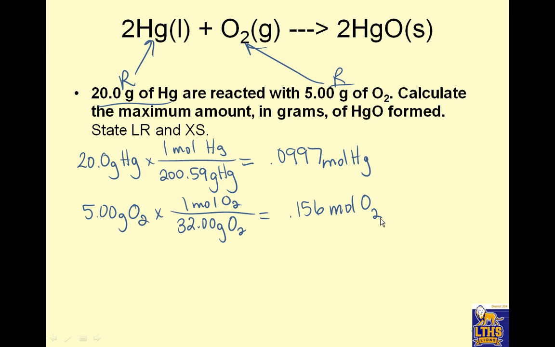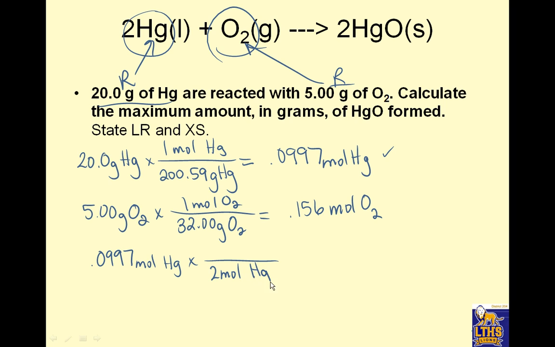So what does that mean? That means I have 0.0997 of that, 0.156 of that. But it's hard to decide because these aren't whole numbers. So I'm going to say, well, if all of my mercury gets used up, 0.0997 moles of mercury gets used in this reaction, I'm going to need, because there's 2 moles of mercury, mole ratio, for every 1 mole of oxygen, mole ratio, coefficients, I find out that I would need 0.0499 moles of oxygen. What does this mean?